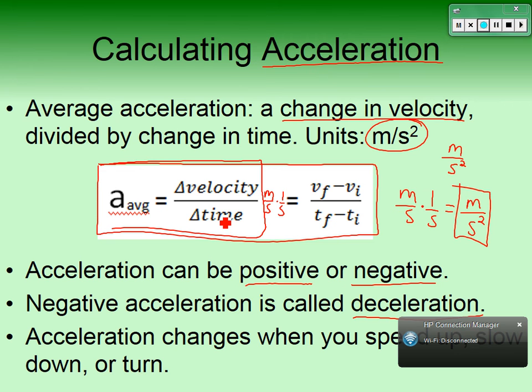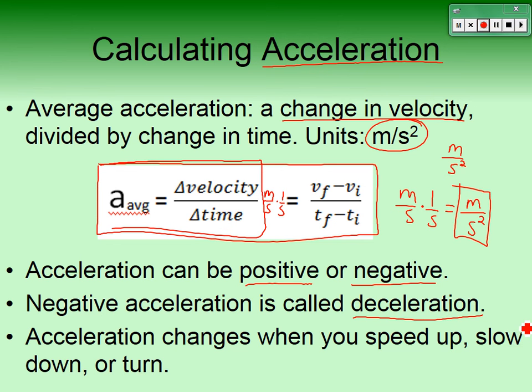Acceleration changes when you speed up, slow down, or turn. Now this is a tricky one here. When you turn, you are accelerating. Even if you're going at a constant speed, you're still going to accelerate. So let's say you go around a turn at a constant 5 miles per hour. Your speed isn't speeding up or slowing down, it's constant. But you're turning. Velocity, if you remember, is a vector quantity. It changes with direction. And so if you turn, you change direction, you're going to accelerate. So anyway, just something to think about.